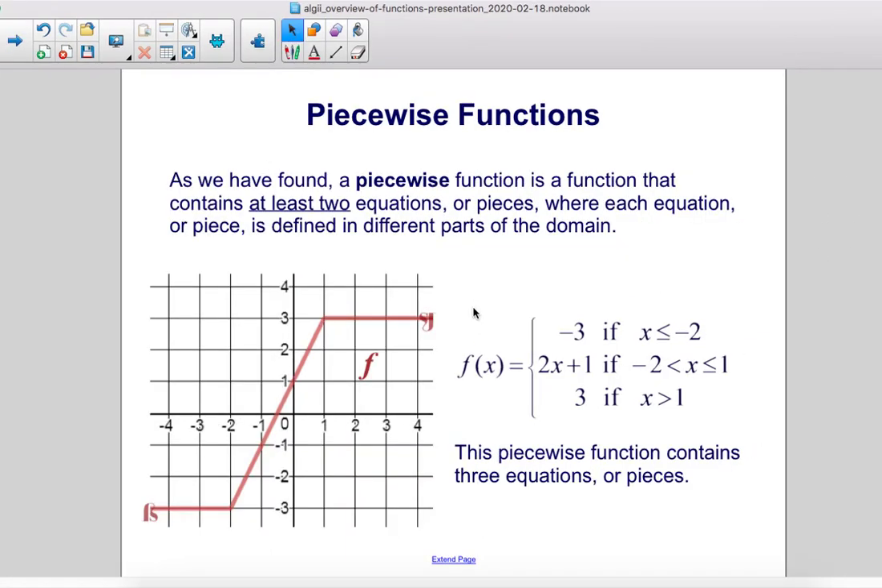As we have found, a piecewise function is a function that contains at least 2 equations or pieces, where each equation or piece is defined in different parts of the domain. So here, this piecewise function contains 3 equations or pieces.